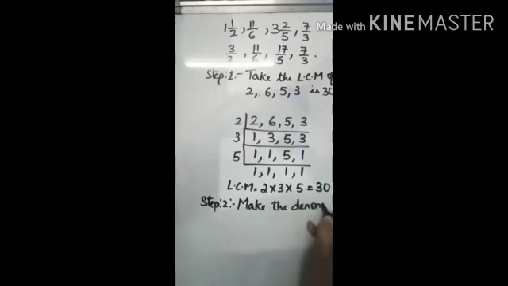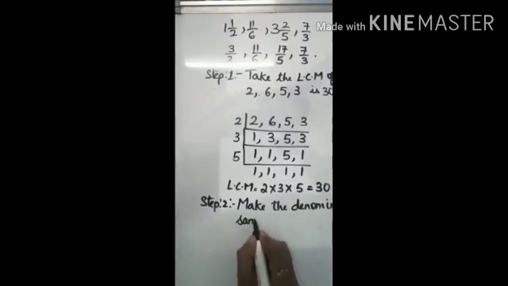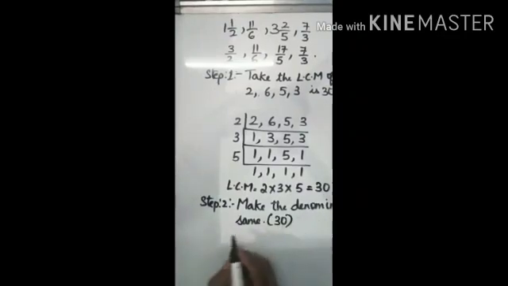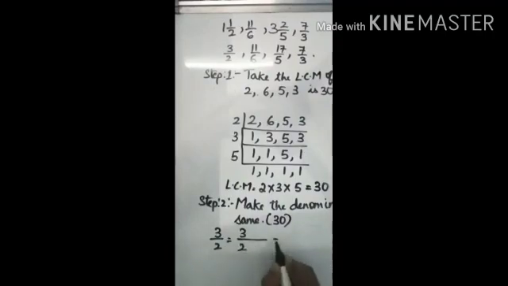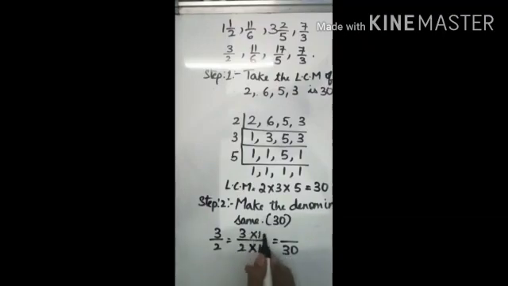So the denominators have to be 30. Now take the first fraction, that is 3 by 2. Now the denominator has to become 30, so I have to multiply the denominator, that is 2 by 15, to make it 30. So I have to multiply the numerator also with the same number, that is 3 into 15, 45. This is your first resultant fraction.